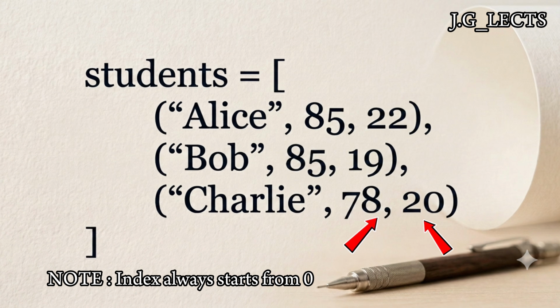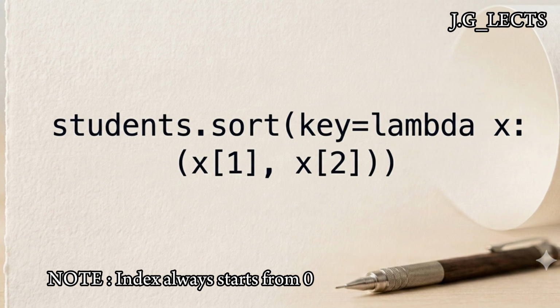Suppose every student has both marks and age. Now we write, Python first compares the marks. If two students have the same marks, it then compares their age.